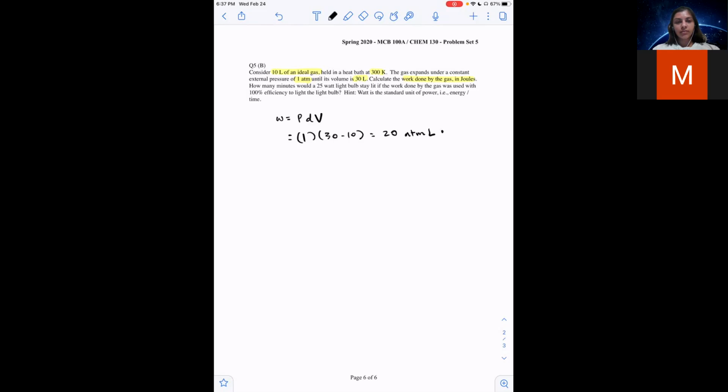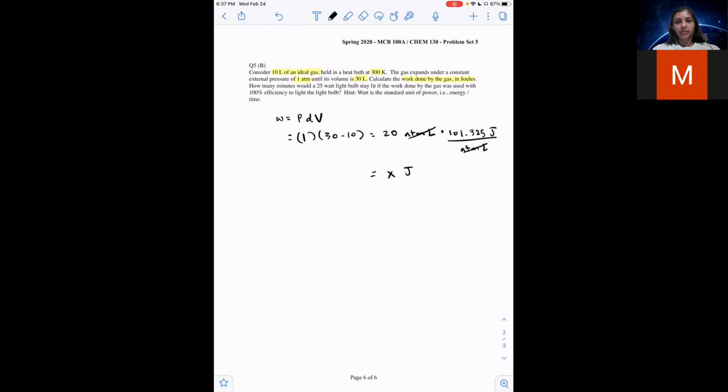So now we can use our conversion factor of 101.325. Sorry, what is this? Joules per atm liter. And we get some joules of work. Maybe I should use a different variable, X joules of work.